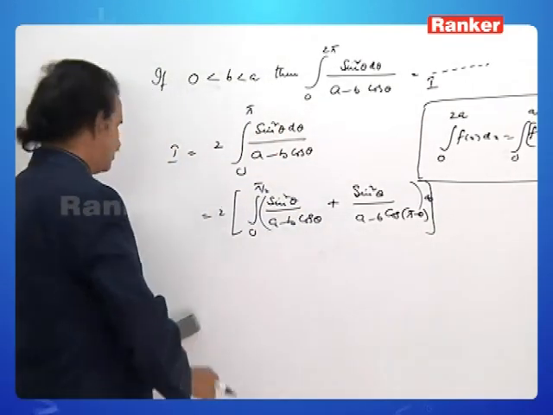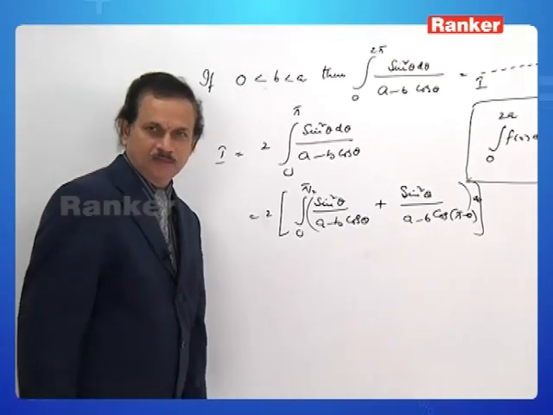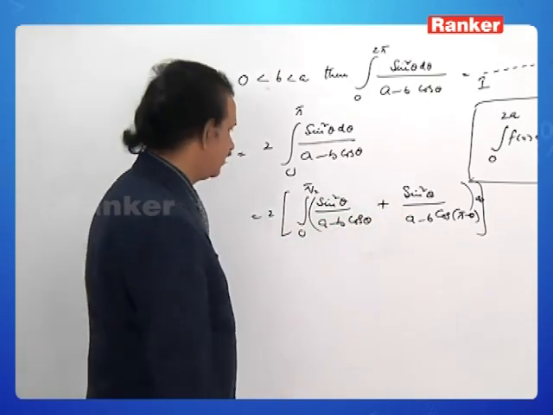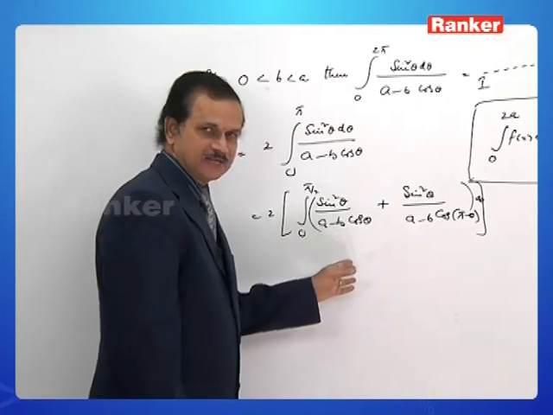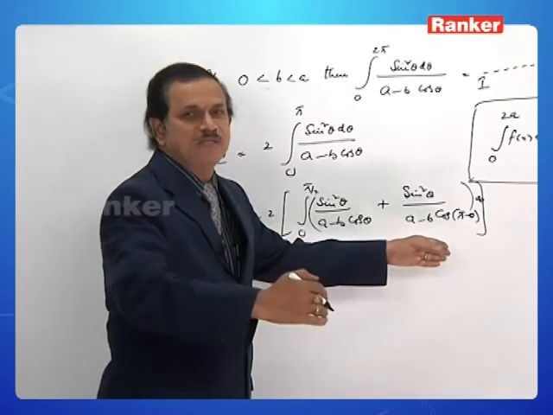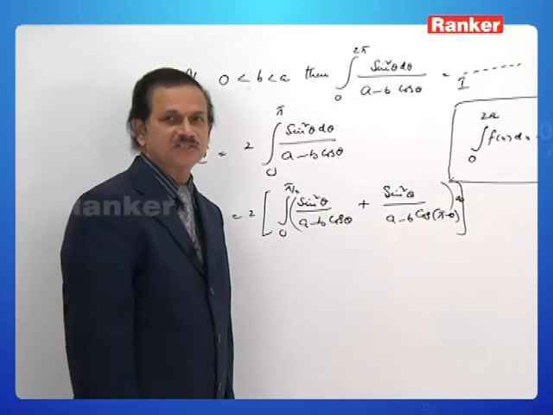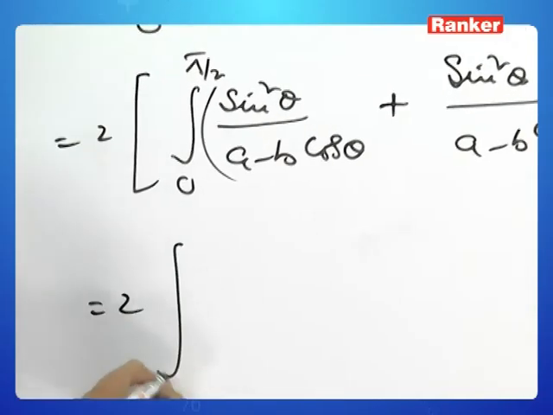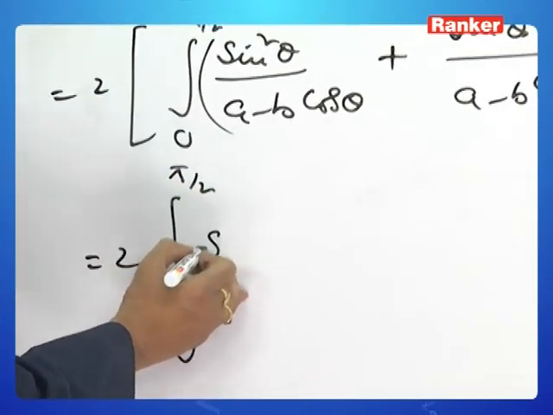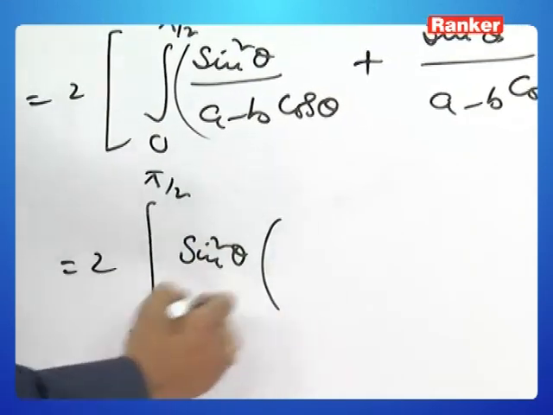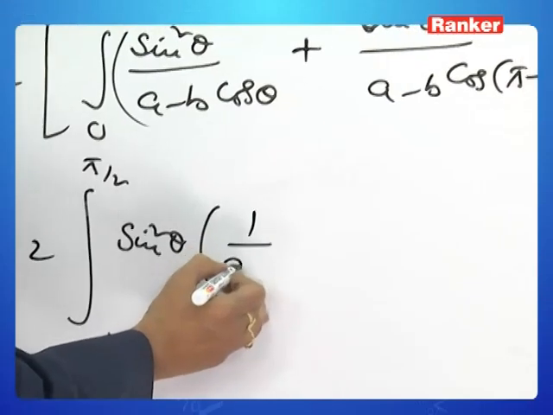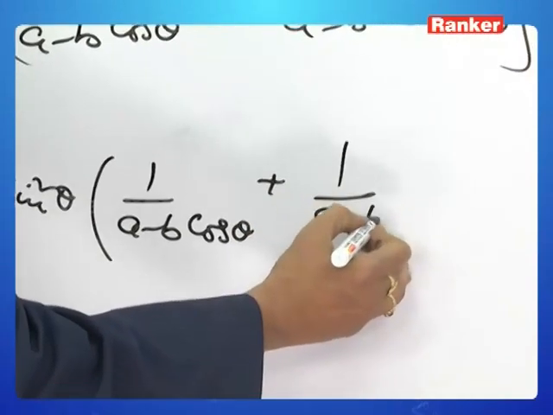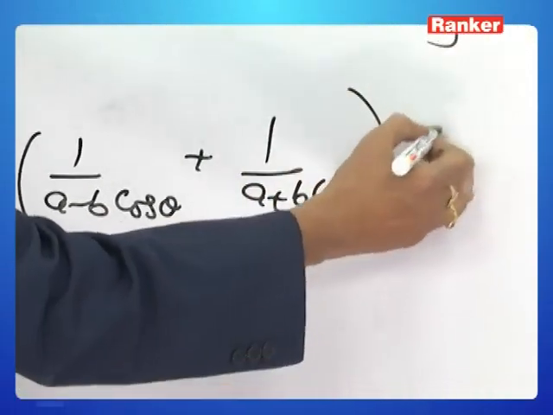I think you could have noticed the formula which I have used here. 0 to a f of x plus f of 2a minus x. Come on friend, this is a minus b cos theta, whereas this is a plus b cos theta. Why? Cos of pi minus theta is nothing but minus cos theta, so that this is equal to 2 into integral 0 to pi by 2. I am getting sine square theta as a common factor. Inside the brackets you will be having 1 by a minus b cos theta plus 1 by a plus b cos theta d theta. Am I right?